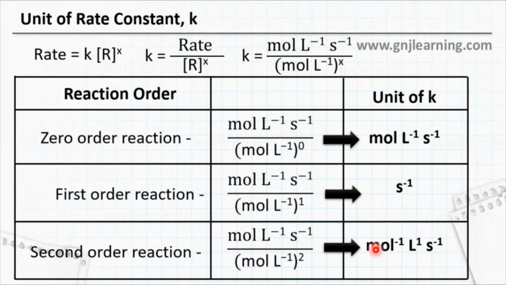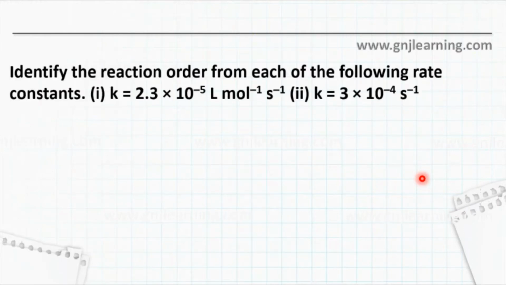For the board exams, they usually ask to identify the order based on the unit. One such question is like this: identify the reaction order from each of the following rate constants. They will provide the value of the rate constants along with the unit. You can see one unit here and one unit here.